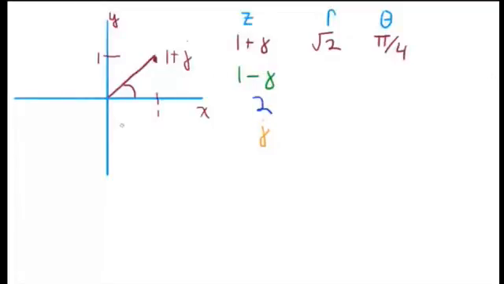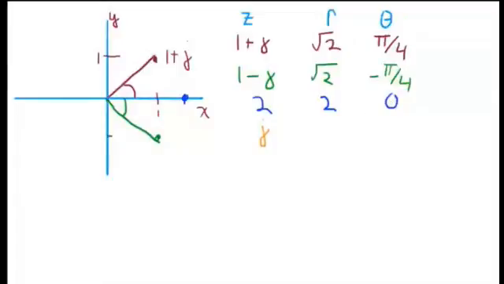Next one, 1 minus j, that says go out 1 along the x-axis, but then down 1 unit in the y direction. Here we have this. Angle is clearly minus pi over 4, and the length again is square root of 2. Square root of 1 squared plus 1 squared. Square root of 2. What about z equals 2? The real number 2 says just go 2 units along the x-axis. So its length is 2, and its angle is 0.